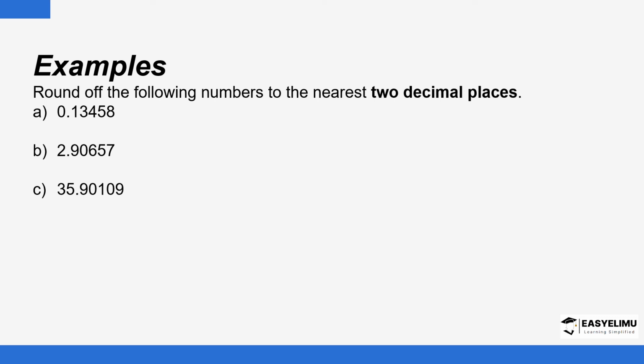So again, we have C. So that is 35.90109. So you again count the number of decimal places. Remember, decimal places, we are still counting from the first digit after the decimal point. So we have 1, 2. So you draw the cutoff line, then you look at the digit after the cutoff line, whether it falls in the upper category group or in the lower category group.